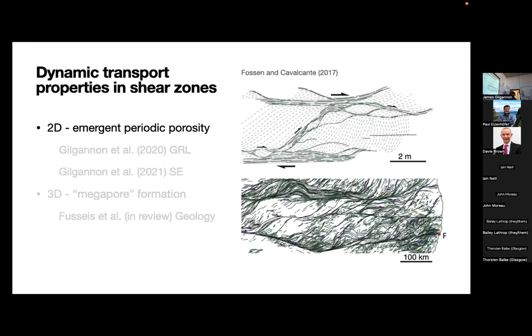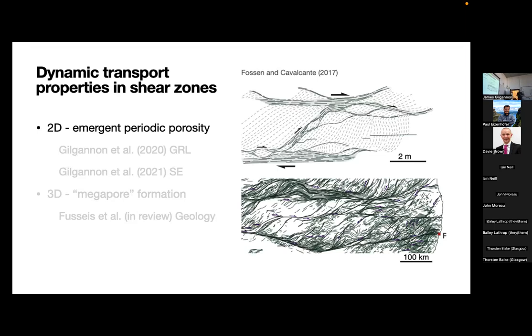So the dynamic transport properties. Basically, the reason why we care about this is because most of the observations that we make are at this kind of small, even smaller than this, so the inside of the shear zone. You take a sample, you look at a few grains, and then you infer some kind of deformation mechanism, and then you try and upscale mostly by guessing.